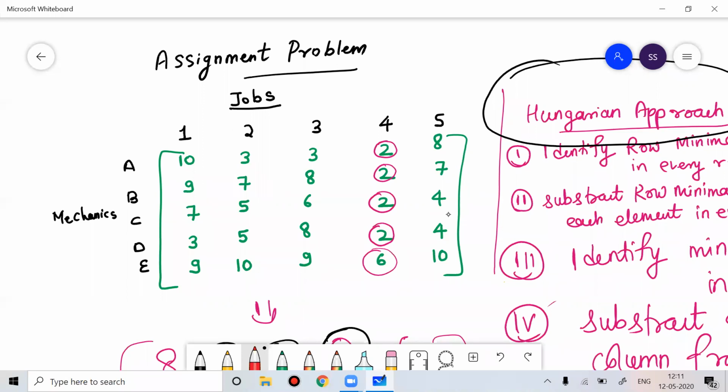So how can you play this game optimally? You have to identify the smallest element in every row. You have to subtract the smallest element from all the elements of the row. Once you've done this work row wise, then you have to do the same job column wise. You identify the smallest element in every column, and subtract it from all the elements of the column. So you do this work row wise, then column wise.